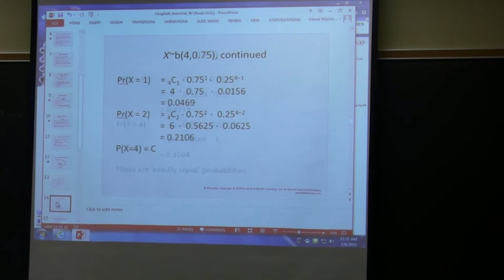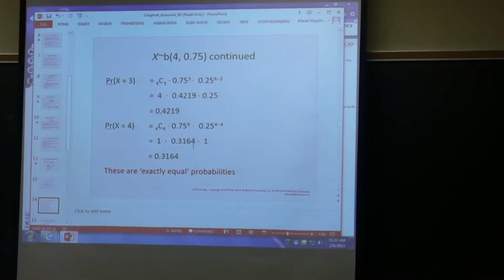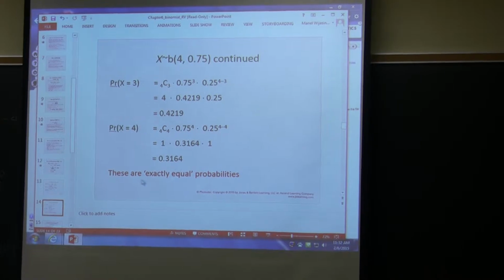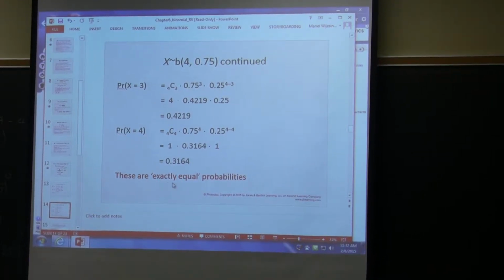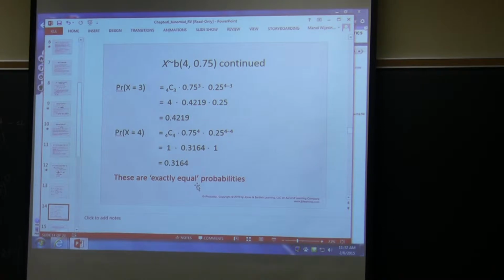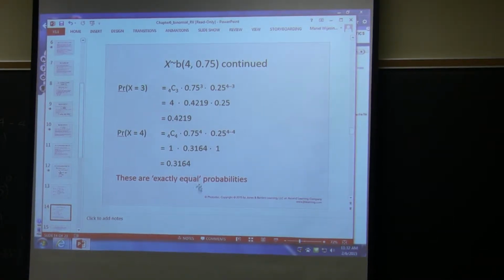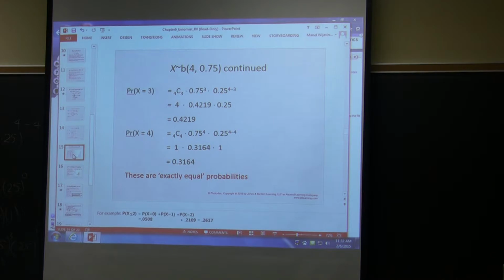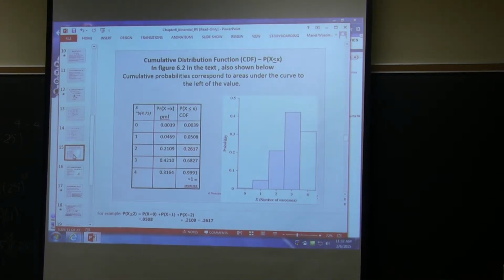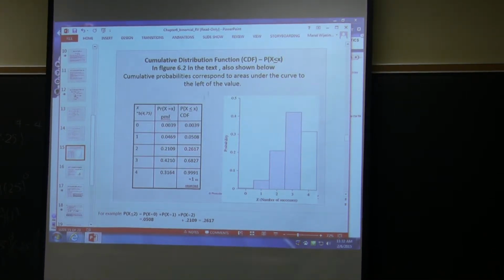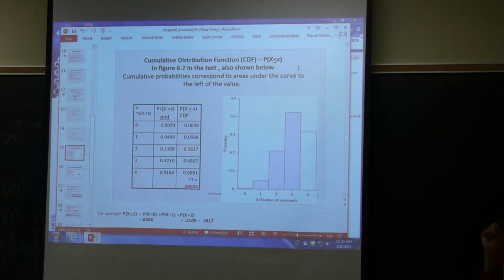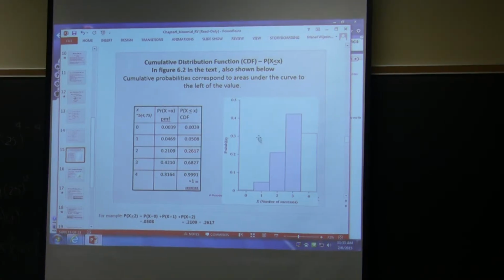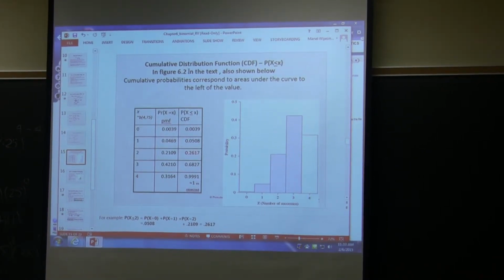Okay, continued. So these are the exactly equal probabilities, these are the PMF. Now, let's go into the cumulative distribution function, CDF. Now, CDF is less than or equal to. This is also an important probability. You have to keep on adding up to a point. This picture is, I think, in the textbook. I think it's figure 6.2.